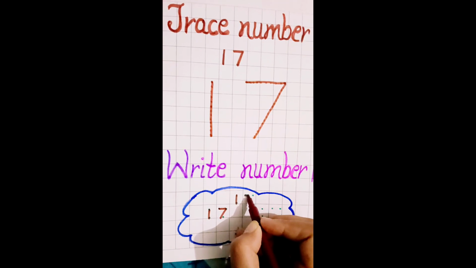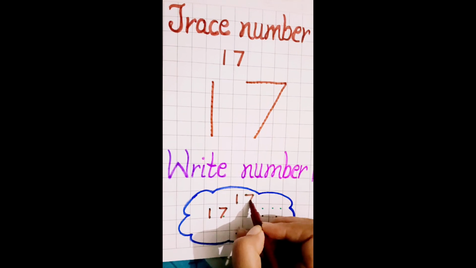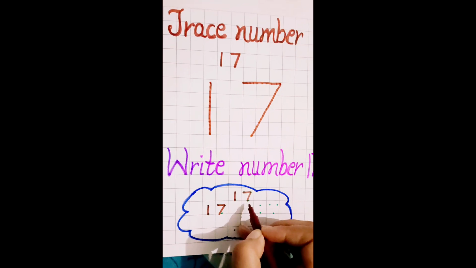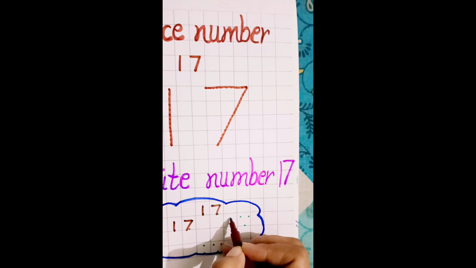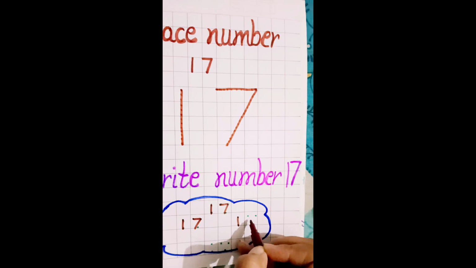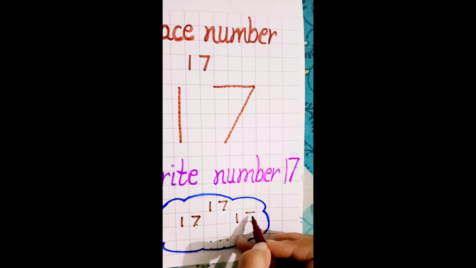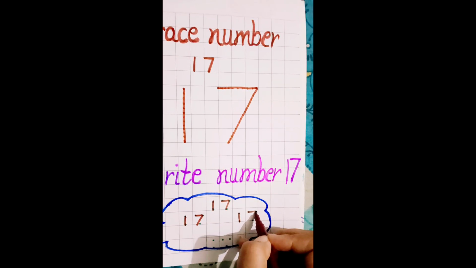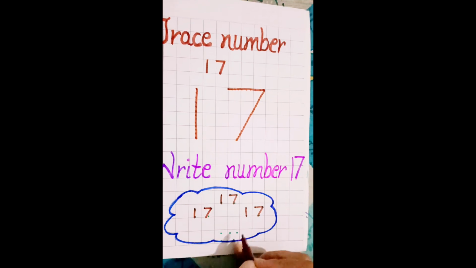Make number 1. Now draw a sleeping line. Now draw a slanting line. 1, 7, 17. Make number 1. Now draw a sleeping line on the top and slanting line. 1, 7, 17.